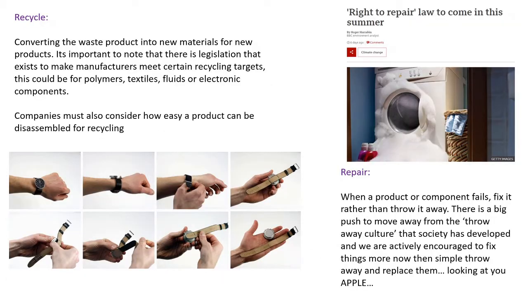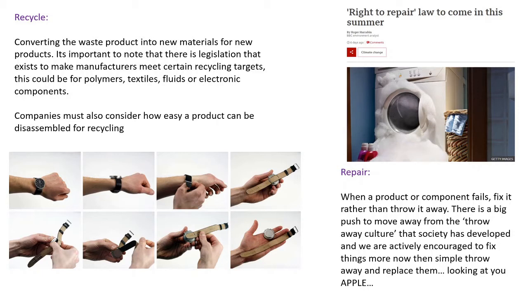So recycle is the main one that most people think about. Obviously, because we know there are finite resources, there is a big push now to make products with things that can be taken apart and reused again. Particularly with A level, there's a very big push on making sure you understand the term disassembly and how products can be taken apart to be recycled.